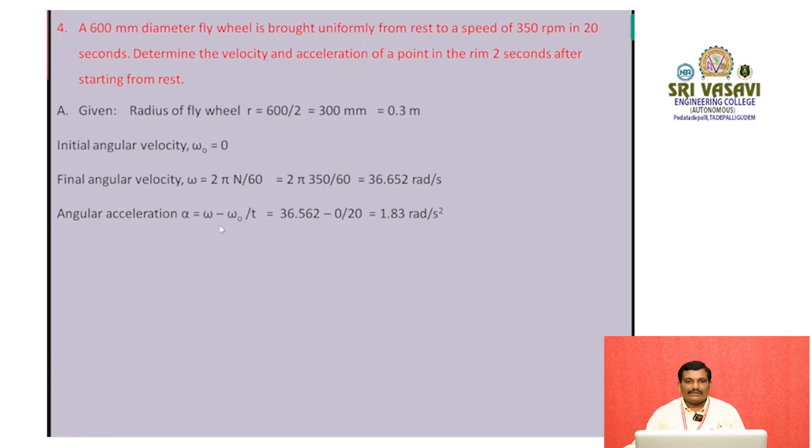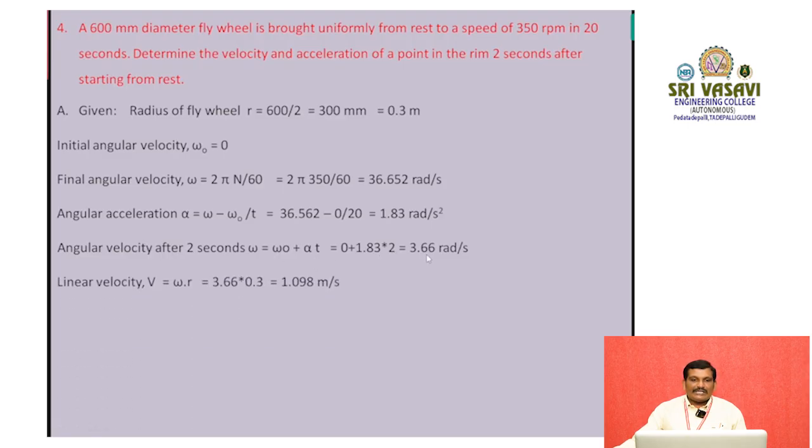Next, angular acceleration. We have to find angular acceleration alpha, which is equal to omega minus omega naught by t. Here final angular velocity 36.652 minus initial angular velocity 0, by time 20 seconds, that is 1.83 radians per second square. Angular velocity after 2 seconds: omega is equal to omega naught plus alpha t. Here omega naught is 0, the initial angular velocity, plus alpha, which is 1.83, the angular acceleration we just found, into time 2 seconds, gives 3.66 radians per second.